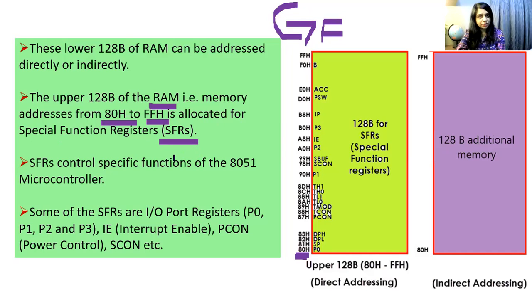Special function registers control specific functions. As the name suggests, every special function register has a unique function, and these functions are there to control 8051 activities. Some of the special function registers are input output port registers like P0, P1, P2, P3. There is the interrupt enable register, the PCON power control register, the SCON serial control register, the SBUF serial buffer register, and the TMOD timer mode control register. We are going to learn all these special function registers in coming videos.